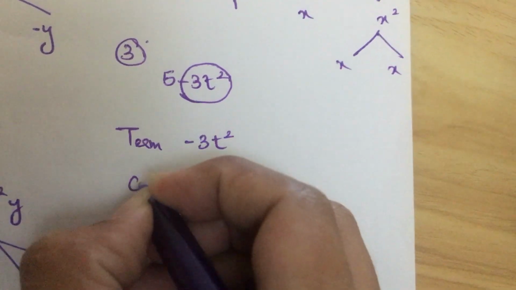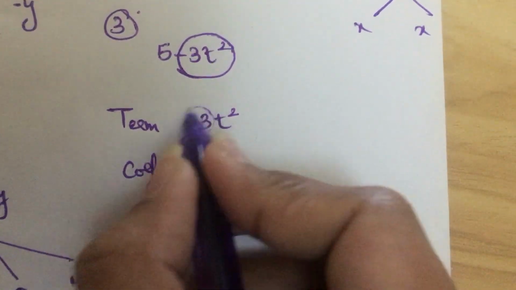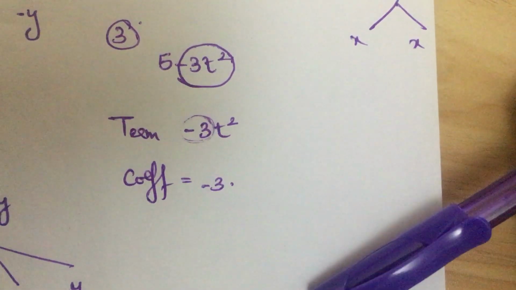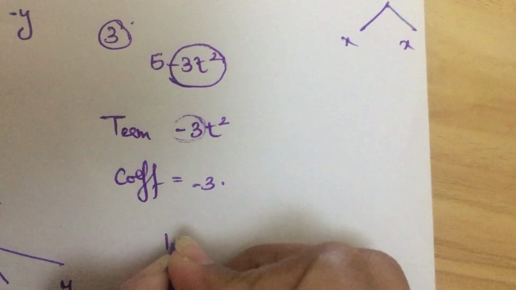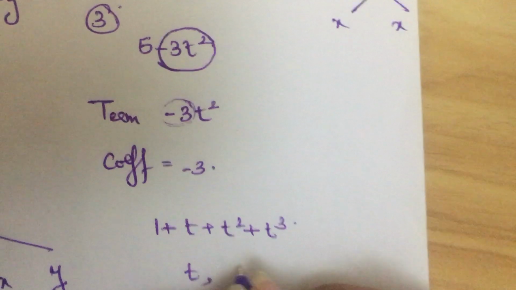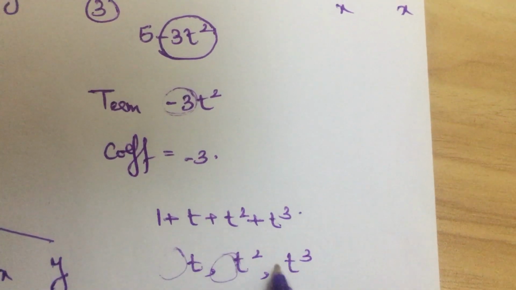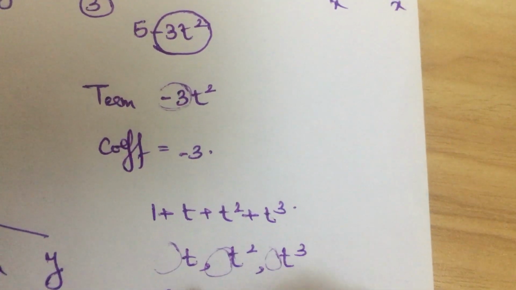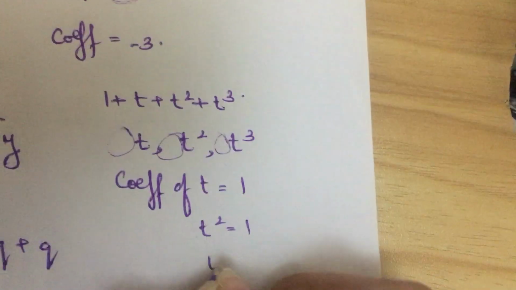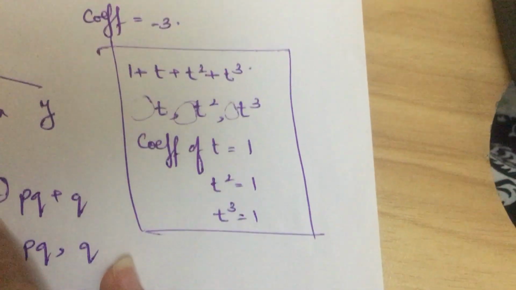And the coefficient of this particular term is going to be how much? Whatever is before the alphabet becomes the coefficient. So minus 3 is the coefficient in here. Going with the second one, it is 1 plus t plus t square plus t cube. So the terms are t, comma, t square, comma, t cube, and it has nothing in front of them. Can you see anything in front of them? No. So the coefficient of t is 1, coefficient of t square is 1, t cube is also 1.